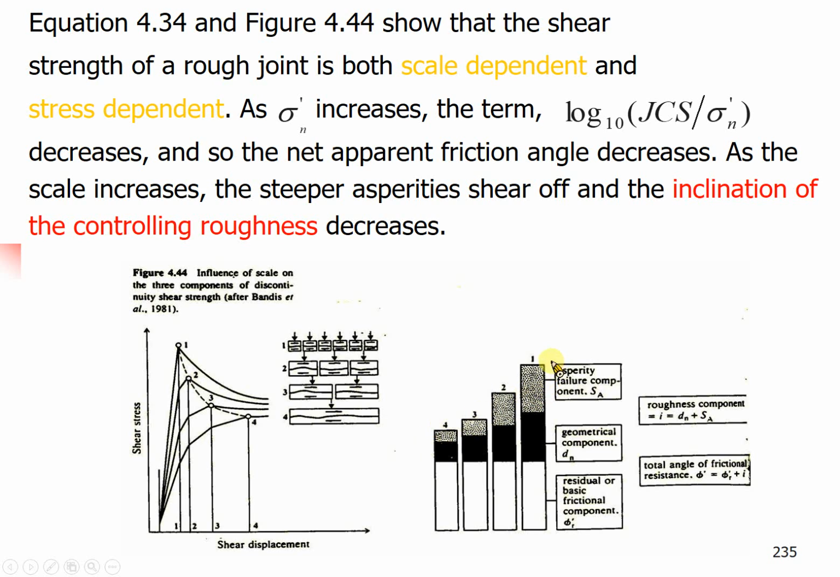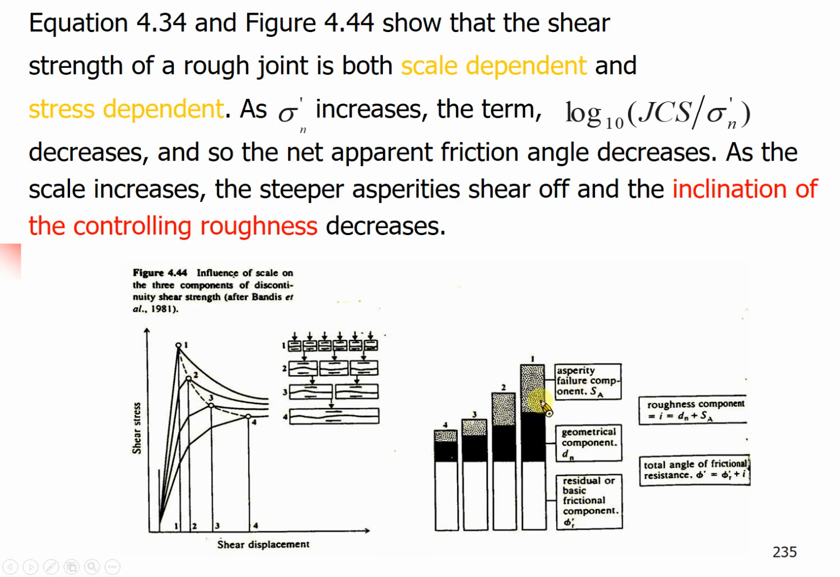Okay. I hope you still remember this will be the small discontinuity, small joint. It will be this. You can find this part will disappear. Then the contribution left from the joint friction angle and the asperity will be the white one plus the black one. So the total strength will still be larger than this size, larger than this size, larger than this size. Okay?